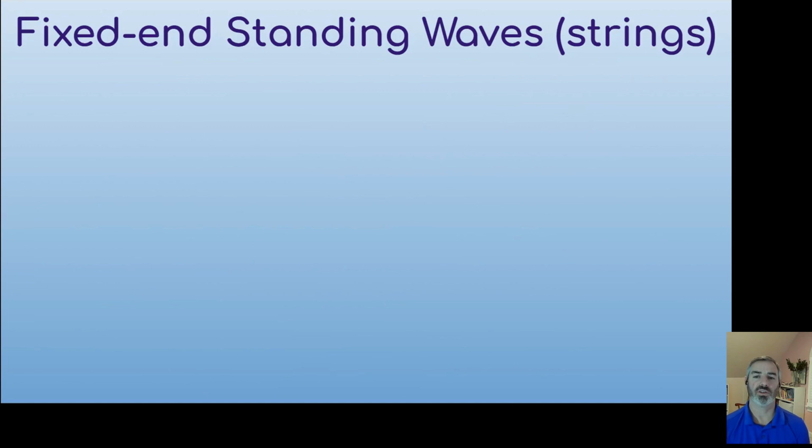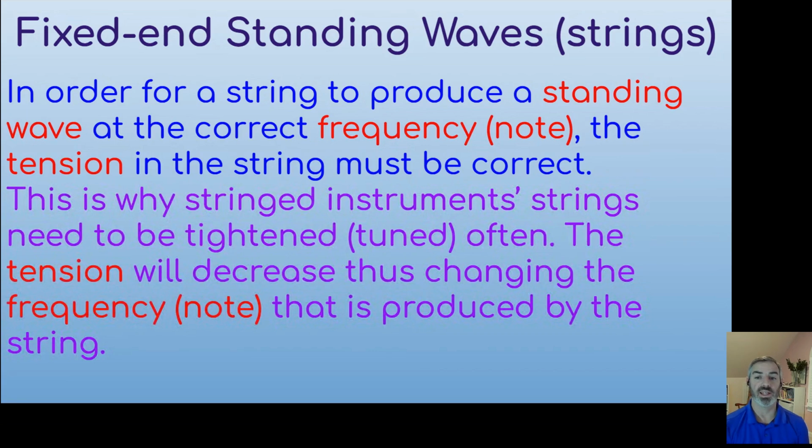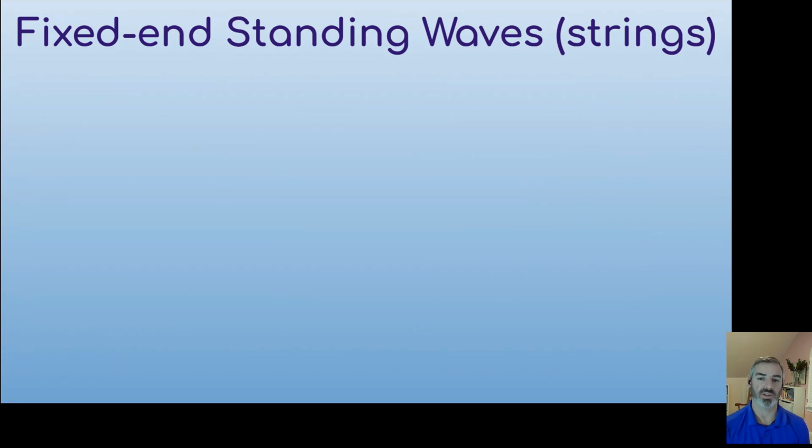So let's transition to fixed end standing waves on a string. So in order for a string to produce a standing wave at the correct frequency, it has to have the correct tension. This is why stringed instrument strings need to be tightened or tuned often because the tension decreases as the instrument sits. So we have to tighten it to produce the correct frequency.